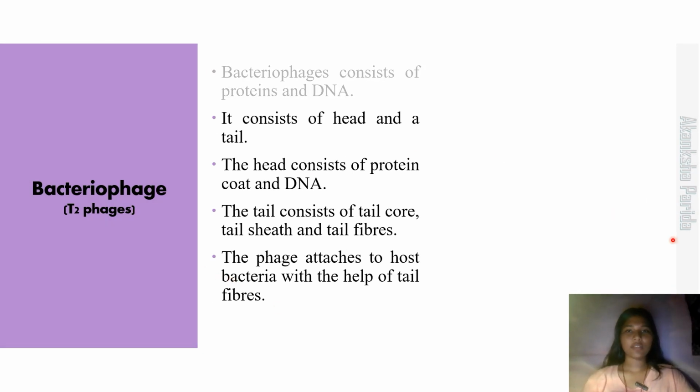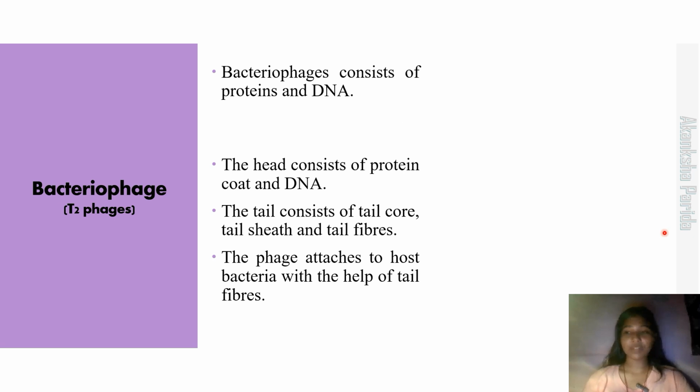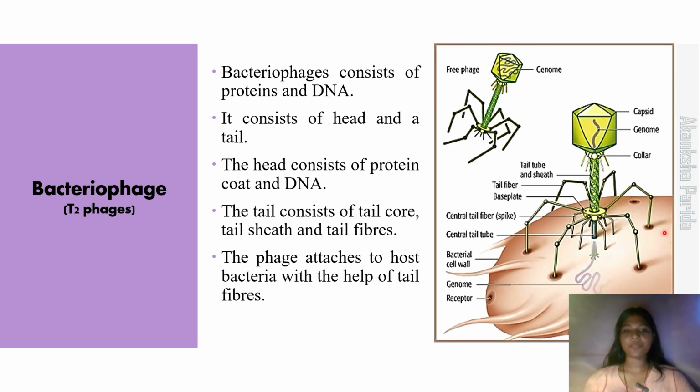Bacteriophage, T2 phage. Bacteriophages are actually the viruses that infect the bacterial cells. It consists of a head and a tail. The head consists of protein coat and DNA. Here in the picture you can see this is the head. The cover is the capsid. Inside, the genome is present. Here is the collar and this is the tail region. The tail region consists of the tail core, tail sheath, and the last is the tail fiber. The phage attaches to the host with the help of these tail fibers.